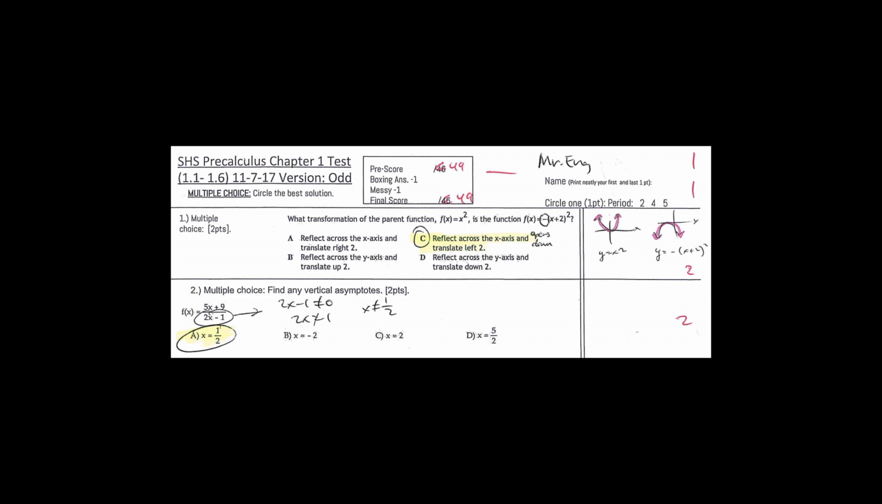So we know from what we learned in class that the negative on the outside creates a negative y. So if the y is negative, then the whole graph flips across the x-axis. That's why I wrote that there. And the 2 inside the parentheses is for horizontal shifts. And you remember that you have to do the opposite. So you're not going to add 2 and move to the right. You're going to move to the left. So the answer should be C.